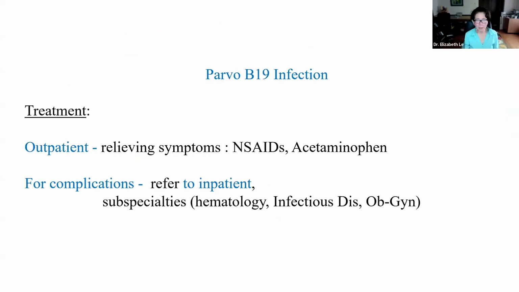So parvo B19 infection treatment mostly is outpatient because most of the cases are mild, is to relieve symptoms. You can use NSAIDs over the counter, acetaminophen. Between 3 to 5 weeks, symptoms would go away and the patient gets better. But for complications like aplastic anemia or pregnancy with parvo B19, we have to be cautious, refer the patient to inpatient, and to be having subspecialty consultation, hematology, infectious disease, or OBGYN. Next slide.